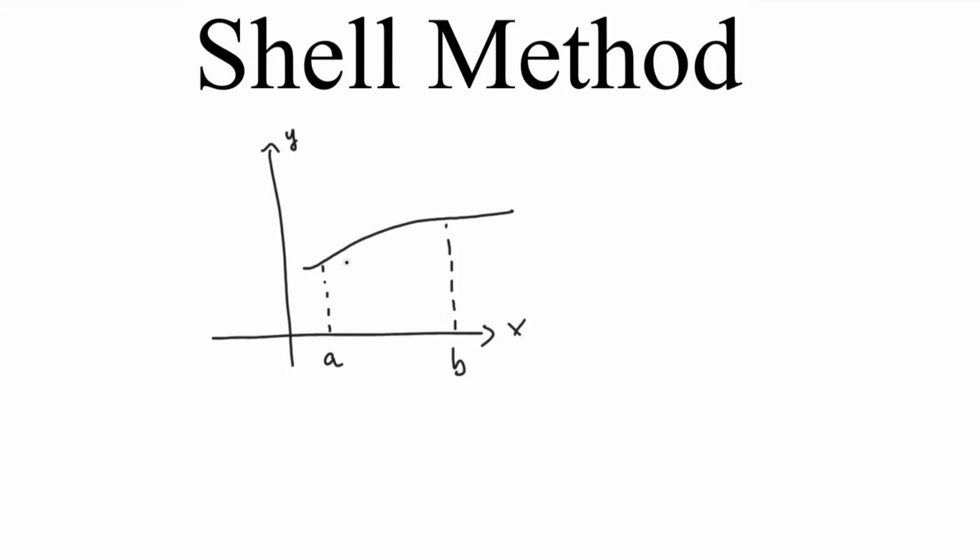The question is, when this region rotates around the y-axis, it's going to automatically generate a solid, right? And we have to calculate the volume of that solid. So the first thing I'm going to do is cut this region into multiple rectangles. When I have multiple rectangles, I let the rectangles rotate around the y-axis, and each will automatically generate a cylinder like this.